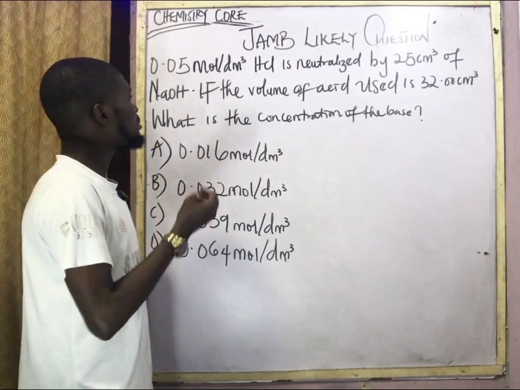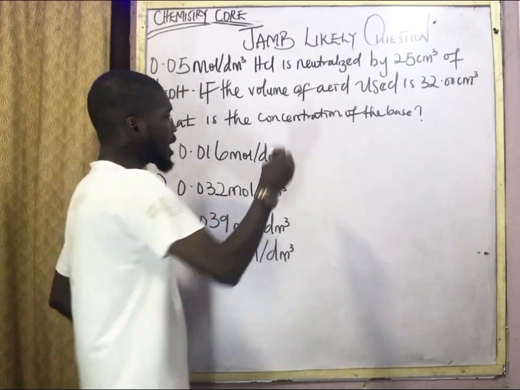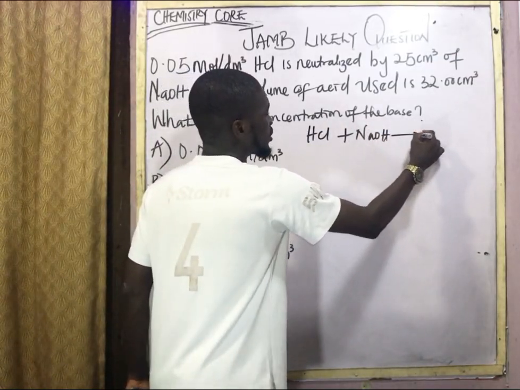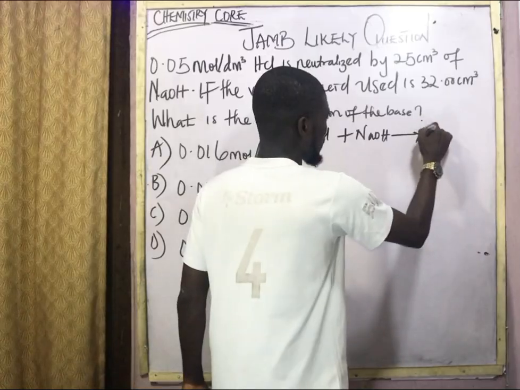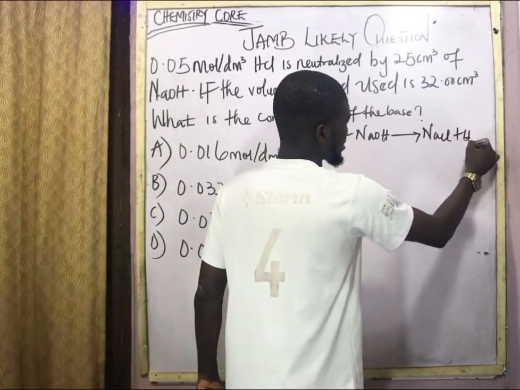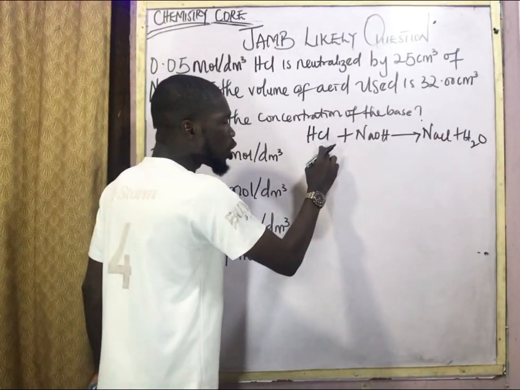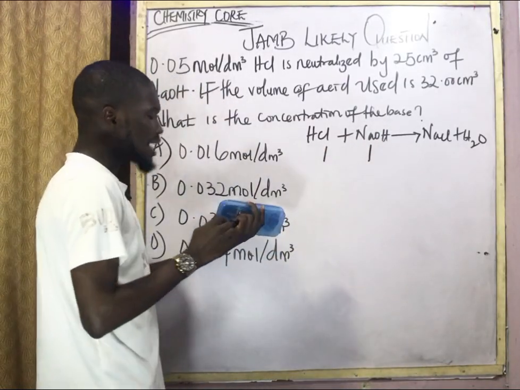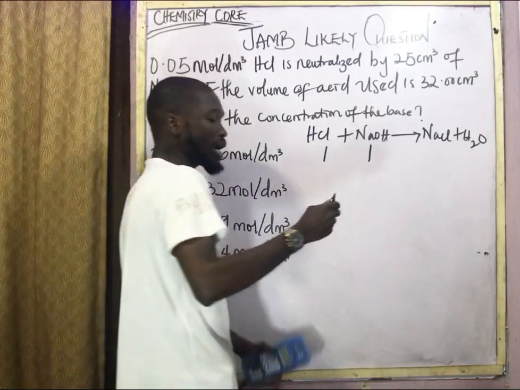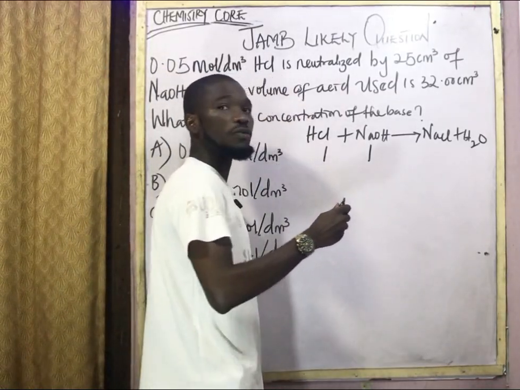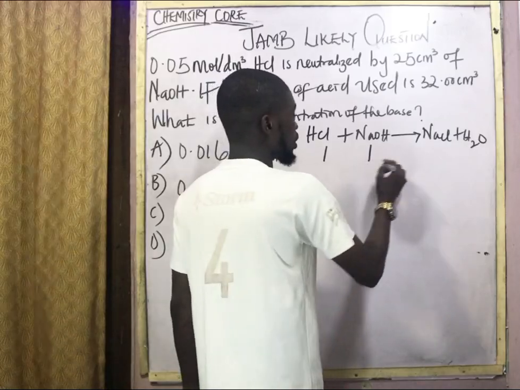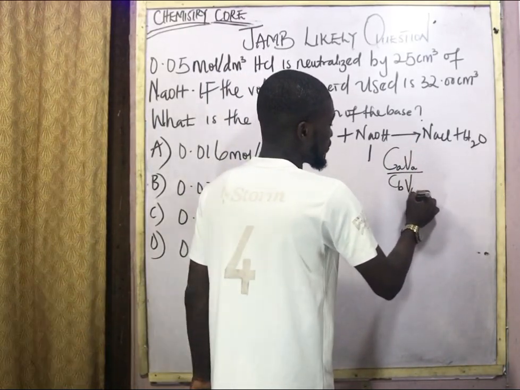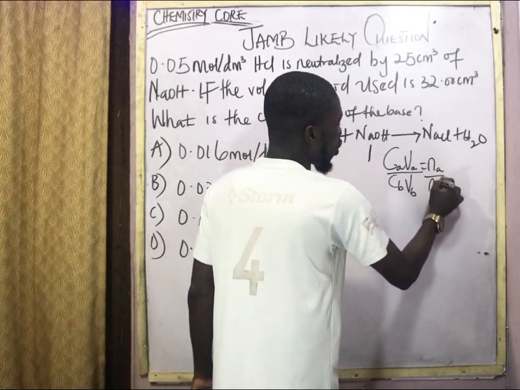So now, from that equation, we have HCl plus sodium hydroxide. What are we going to have? We can say that we have a salt plus H2O. The number of moles of HCl is 1. The number of moles of sodium hydroxide is what? 1. So now, let's introduce the right formula. Please don't make the mistake of using the dilution law formula. The correct formula to use is CaVa over CbVb equals Na over Nb.